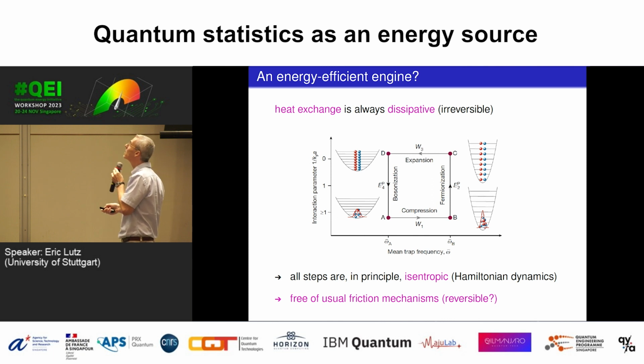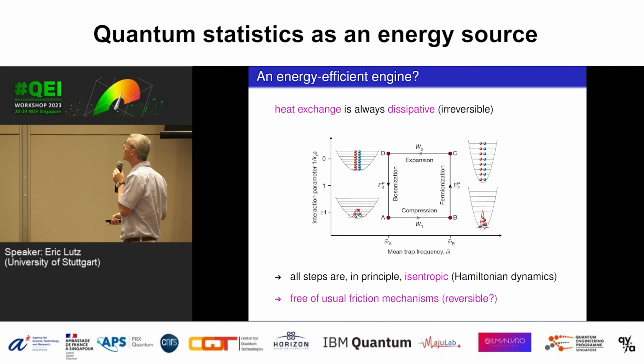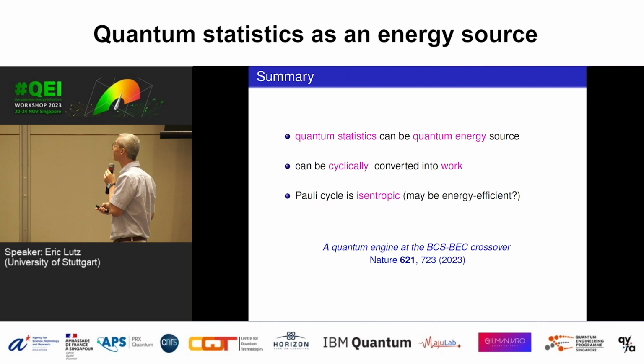And so this engine is free of the usual friction mechanism, which is related to non-adiabatic transitions, if you don't go too far, which are related to the fact that the Hamiltonian doesn't commute with itself at different times. So it could be reversible, with a big question mark, in principle. Right? I mean, the experiment is not ideal, so we lose something, we have things that vibrate, so it's not purely reversible, but it could be actually much more energy efficient than a normal heat engine cycle.